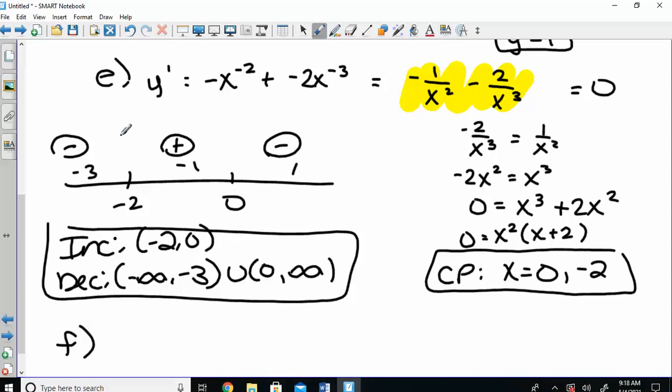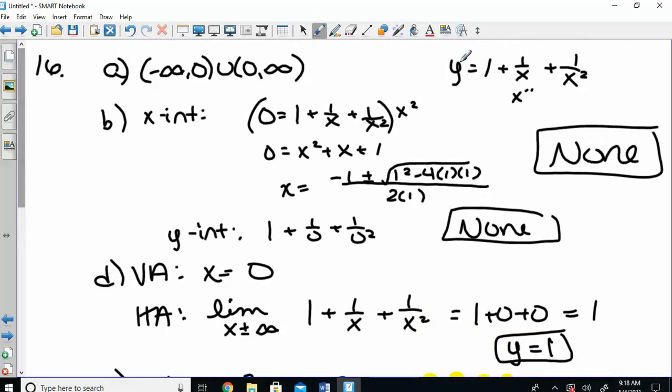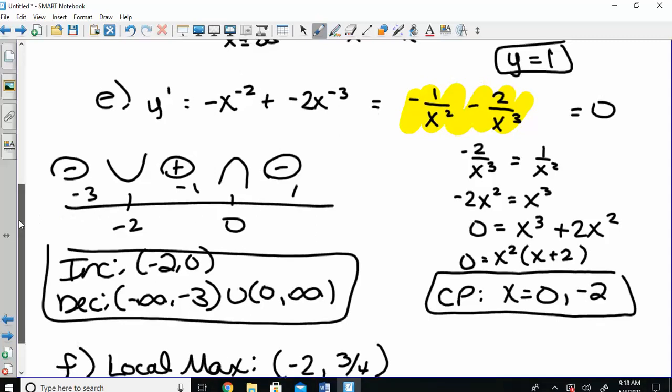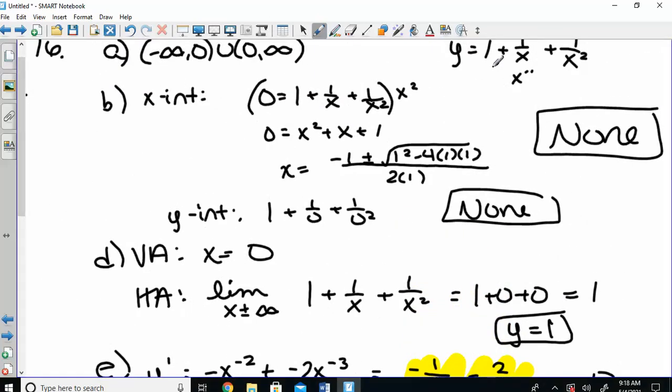Is it a maximum or minimum? If we look here, it went from decreasing to increasing, so that is a local min. To get your y, you plug the negative 2 into the original, so you get 1 minus 1/2 plus 1/4, so that would be 3/4. Is everybody with me on these? At 0, it goes from increasing to decreasing, which would be a local max, but what happens if you try to plug 0 in? You can't, so there isn't a maximum.